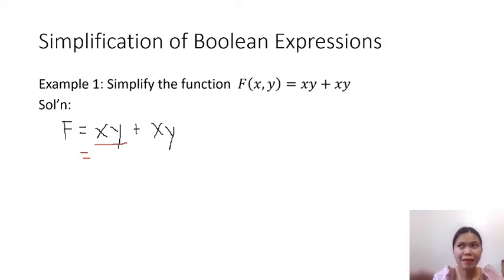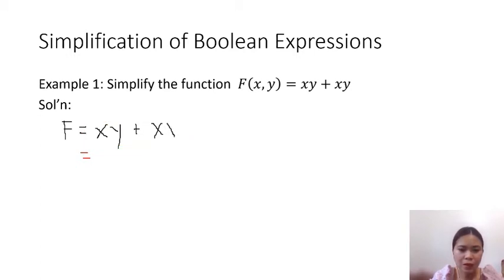Based on the identities, no, there are no certain identities indicated that we can use to reduce this variable, no? So hindi pwede. At saka ito hindi din pwede. So maybe I can directly reduce the whole expression using the identities. So let's check the identities.